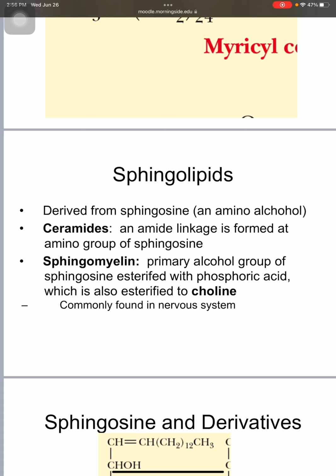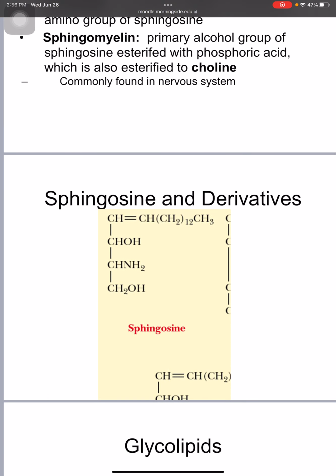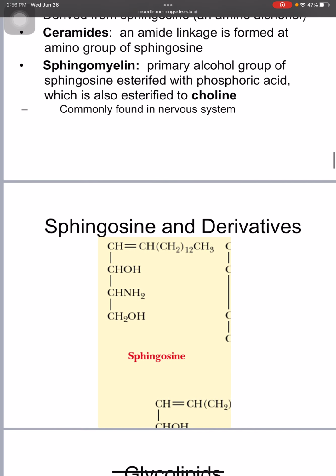Right? In sphingomyelin, you basically have a ceramide where that primary alcohol group at the end has had a phosphoric acid ester linked to it, and then a molecule called choline attached at the very end of it. Very, very important molecule in the operation of our nervous system.